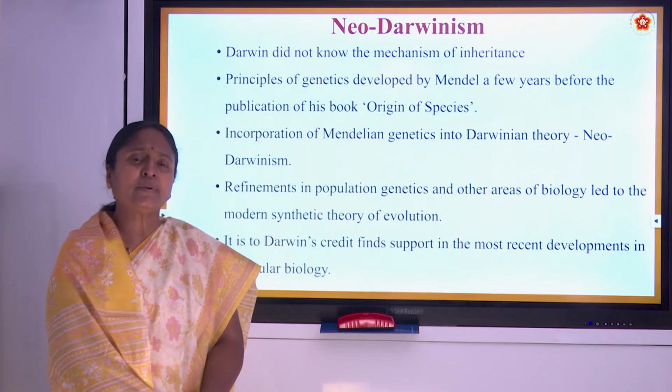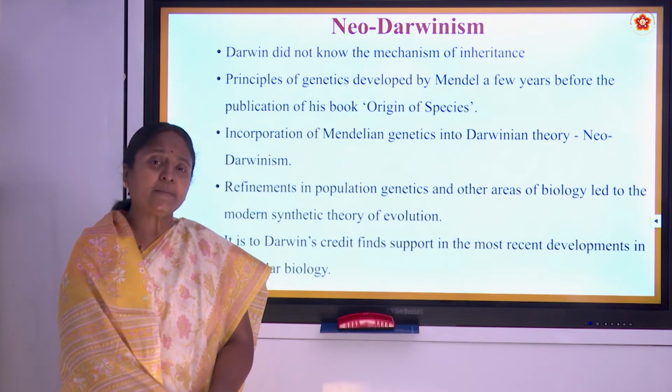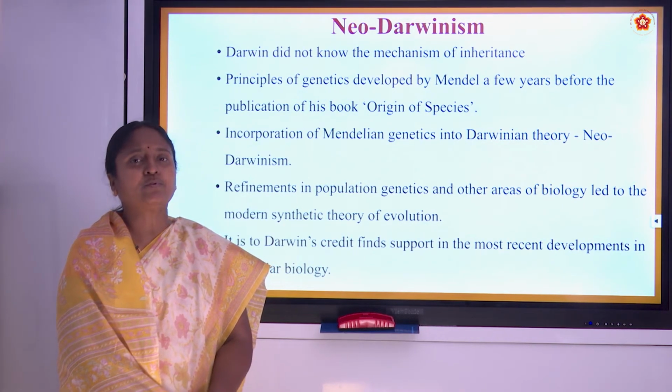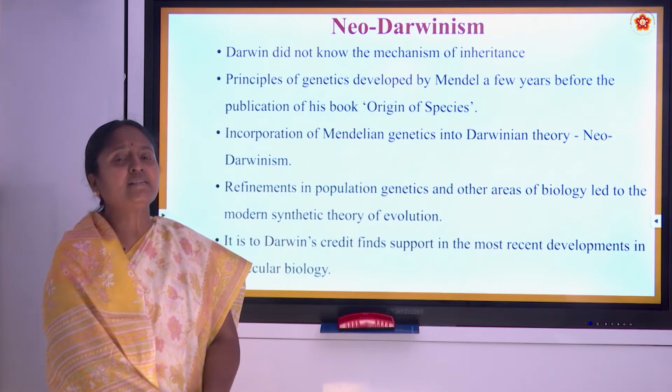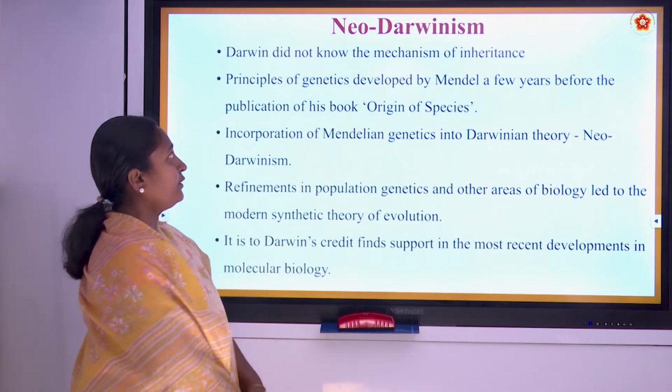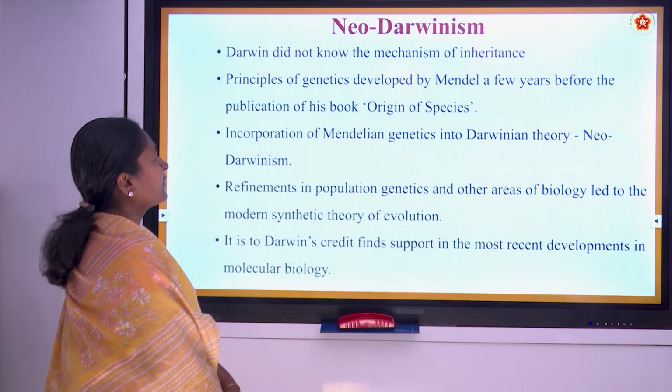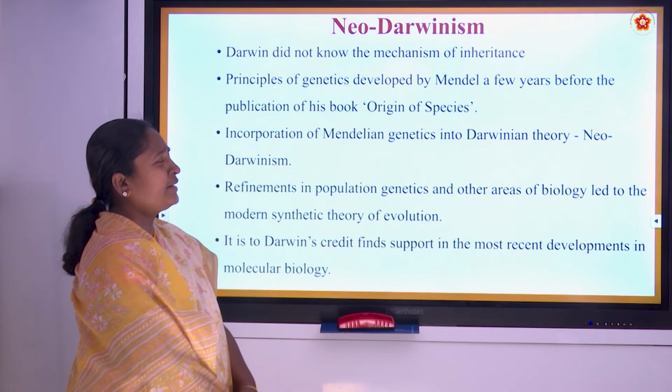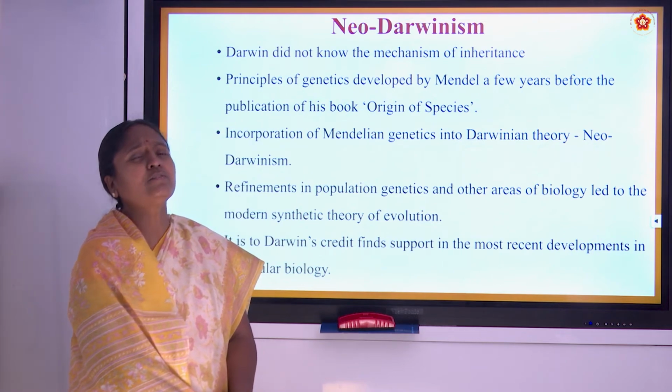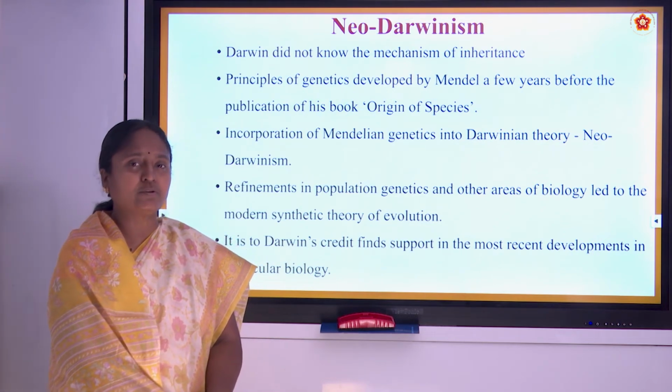Later, many different scientists worked on many principles and came to a new theory known as Neo-Darwinism. Neo means new. So what does it say? Darwin knew the mechanism, but how it is inherited and how it goes to the next generation, he could not tell.